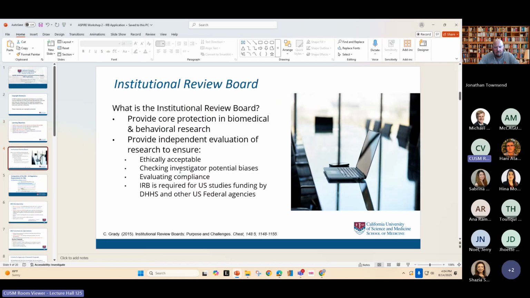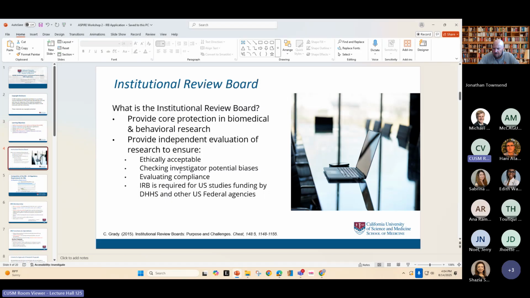Institutional Review Board. I'm going to go a little bit more efficiently on this because it's not necessarily a lecture, but hopefully some of this will sound familiar to many of you. But if it sounds new to some of you and you have questions, please, let's go ahead and get that conversation going. So what is an Institutional Review Board?